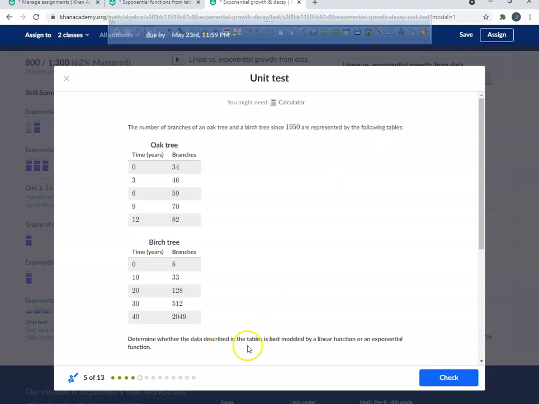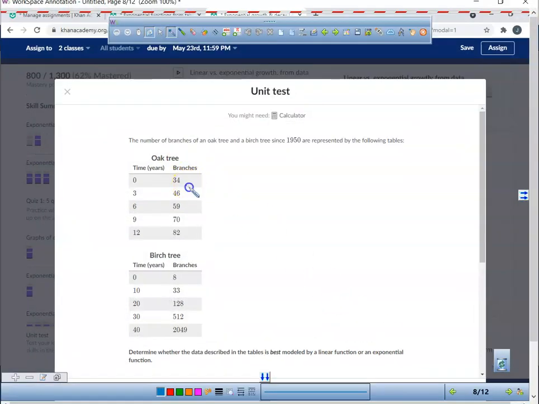Determine whether the data described in the table is best modeled by a linear or an exponential function. Okay, well, let's just take a look at these gaps. If I did 46 minus 34, that would be 12. If I did 59 minus 46, that's going to be 13. And then if I do 70 minus 59, that's going to be 11.